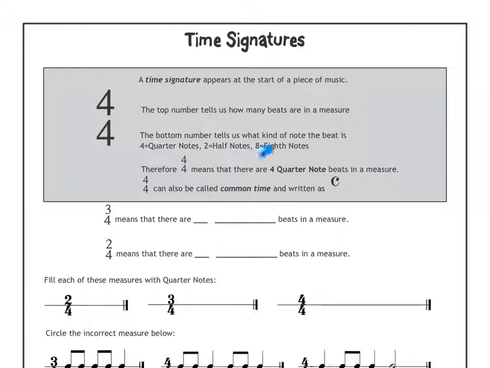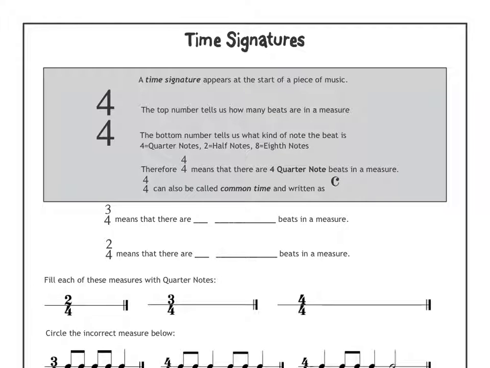It could represent any note value. The bottom number could be 4 for a quarter note, 2 for a half note. It could be a 1 for a whole note. There could be 4 whole notes in a time signature. The bottom number could be 1, 2, 4, 8, or even 16. Those are the most common, certainly. So 4/4 means that there are 4 quarter note beats in a measure. 4/4 can also be called common time and written as a C.